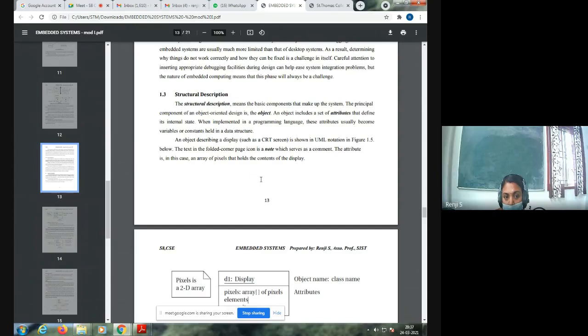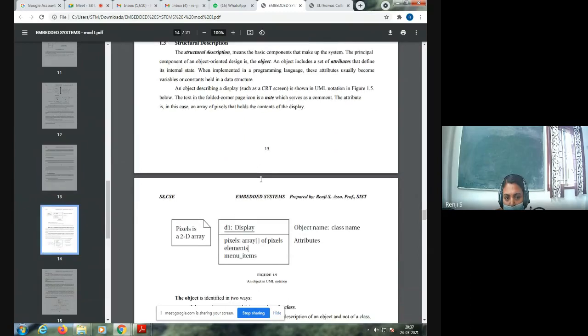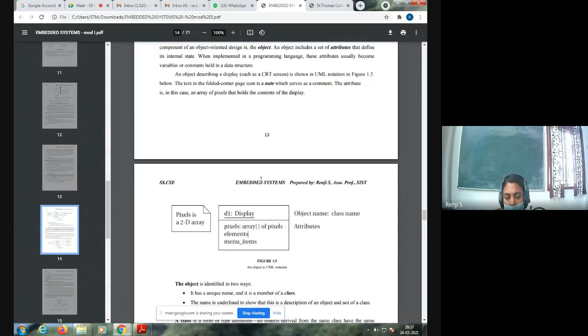To describe the structure as well as the behavior, we make use of a modeling language called the UML. UML stands for Unified Modeling Language. It is a modeling language, and it's not a programming language. Now, what do you mean by a modeling language? Let me show you what this UML is. Let me take the notes of UML.